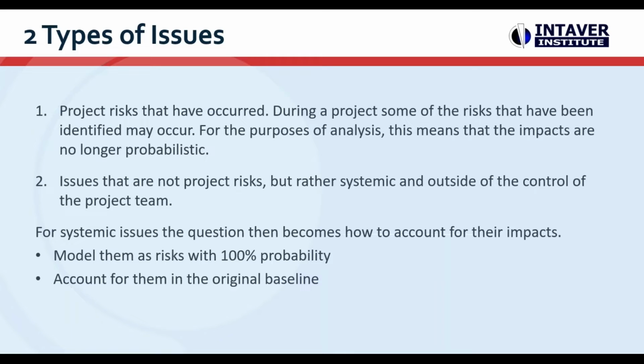But there are also issues that are not project risks, but are rather systemic and outside of the control of the project team, or have very little control over them. For systemic issues, the question then becomes how to account for their impacts. Model them as risks with 100% probability, or account for them in the original baseline? This is one of the questions that I've been going back and forth on with a few of the people that I interact with on a regular basis. I'm not sure.